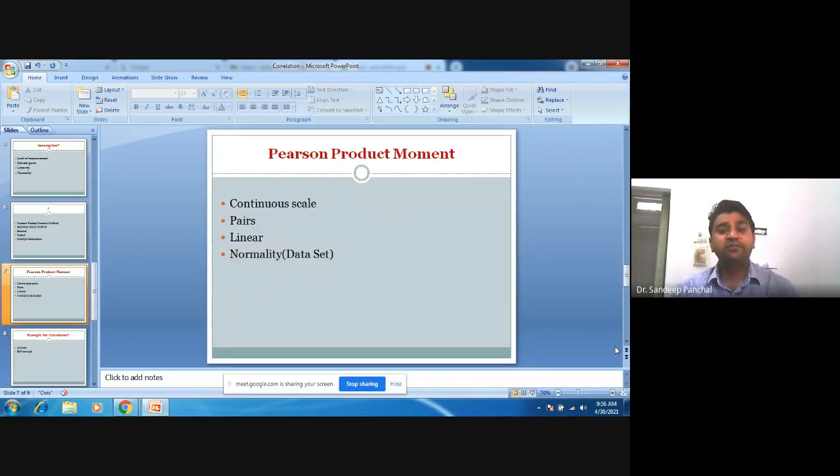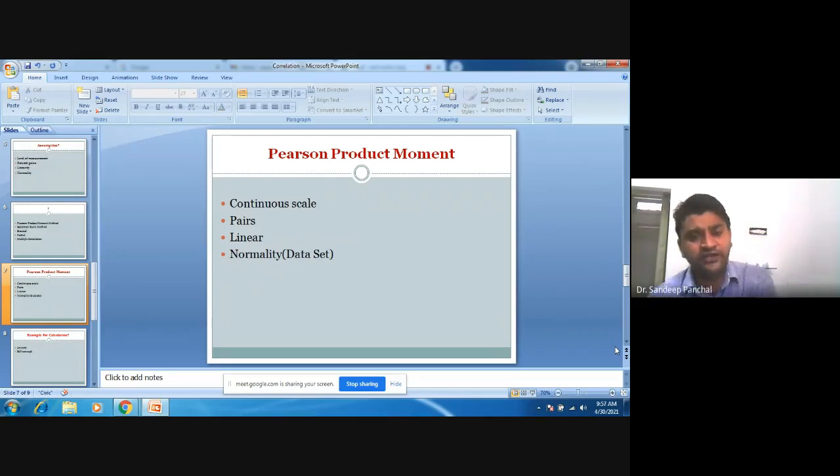First, we will discuss the Pearson product moment correlation. As we understood, there are certain requirements while we are performing the methods of correlation. So what are the requirements or assumptions for Pearson product moment correlation? The first requirement is a continuous scale.